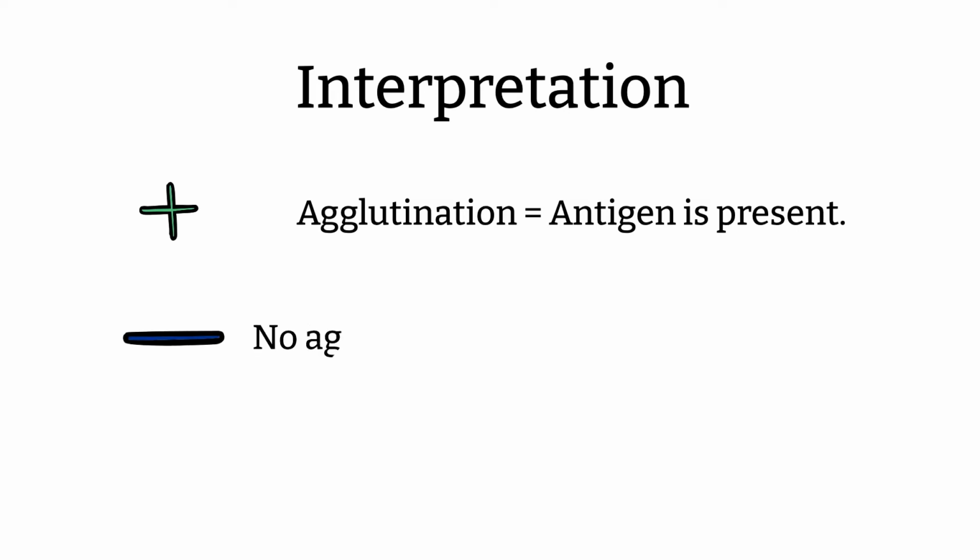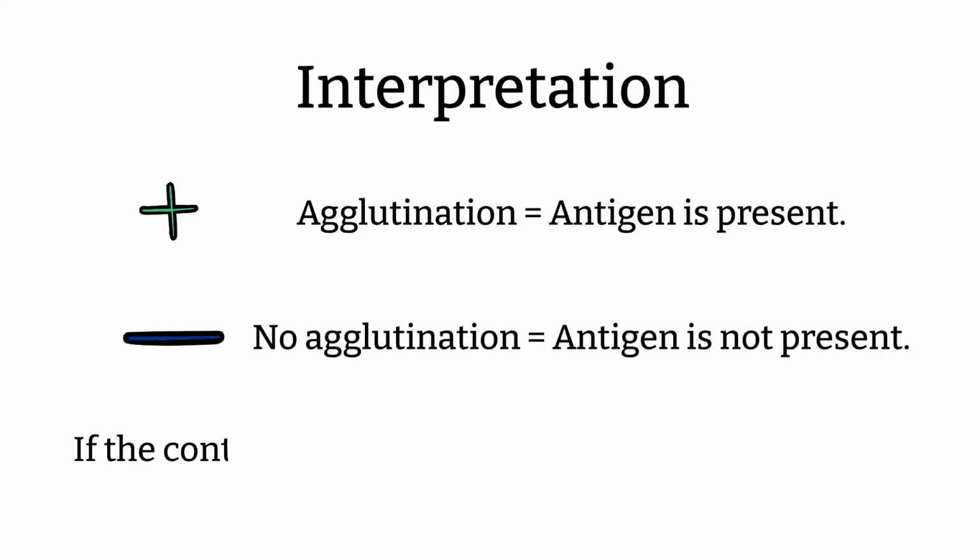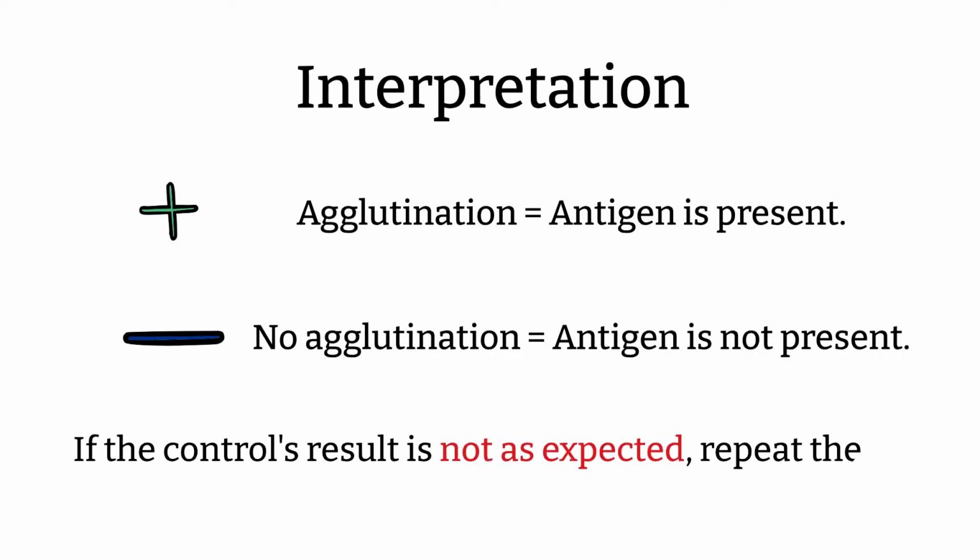Interpretations. Given that the positive and negative controls work, agglutination of the red blood cells indicates the presence of the test antigen. If the controls don't work, you will have to repeat the test.